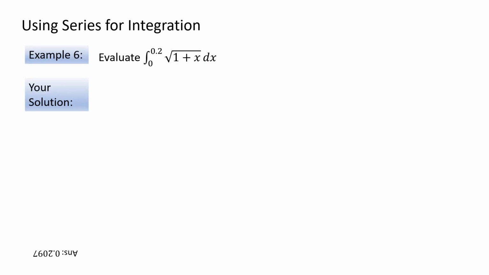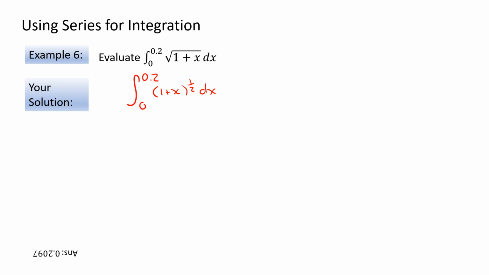Okay, so let's look at a different example. Evaluate the integral from 0 to 0.2 of the square root of 1 plus x dx. So what you're seeing here is a different series from the ones we've talked about, but one that can also be expressed based on one of the ones you see in that table from the start of this part of the lesson. So we can rewrite this as the integral from 0 to 0.2 of 1 plus x to the exponent 1/2 dx. Okay, remembering that you can write a square root as a fractional exponent.